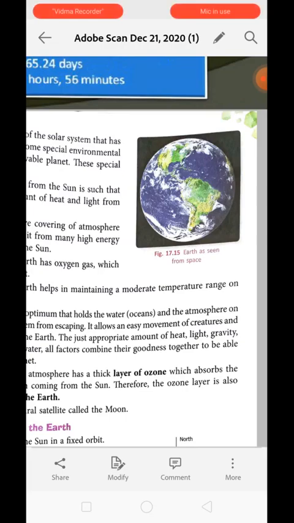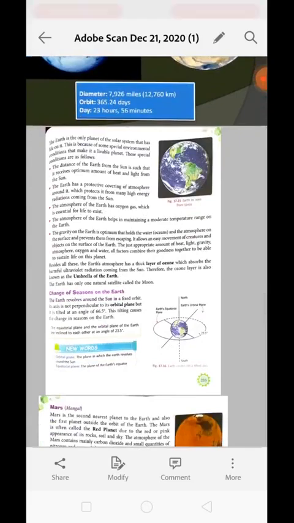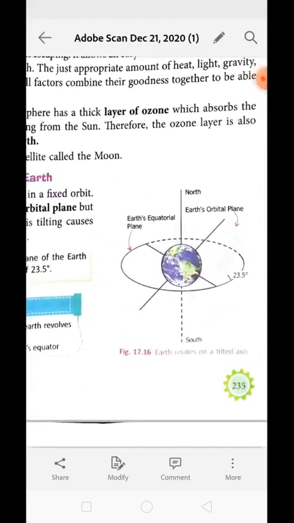Now, change of season on the Earth. The Earth revolves around the sun in a fixed orbit. Its axis is not perpendicular to its orbital plane, but is slightly tilted at an angle of 66.5 degrees. This tilting causes the change in season of the Earth. Understood? Earth is revolving around the sun in a tilted condition, and because of it the season of Earth changes after several months.